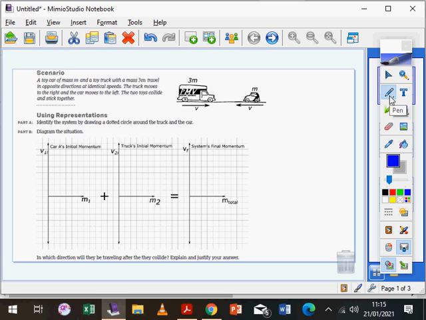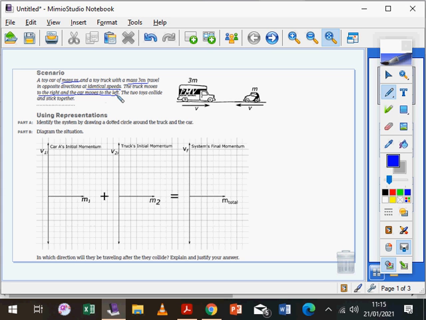137. So a car of mass m and a toy truck of mass 3m travel in opposite directions at identical speeds. It helps to underline the important information in the questions. The truck moves to the right and the car moves to the left. Since there's right and left, we expect opposite direction, right? The two toys collide and stick together.